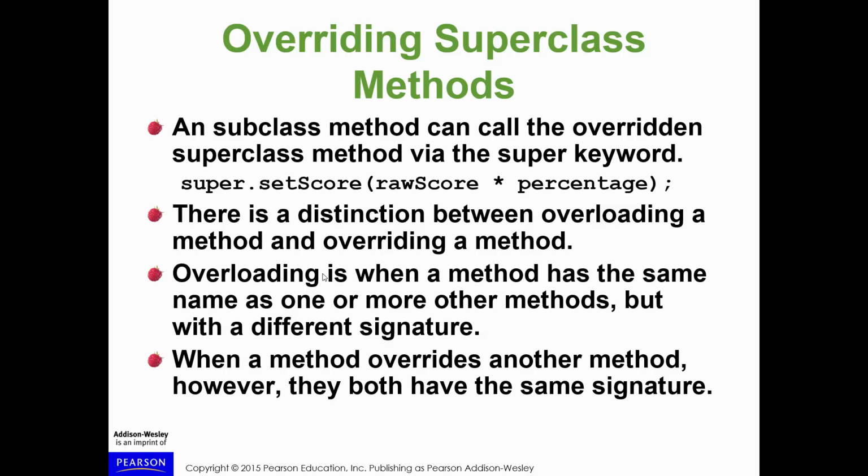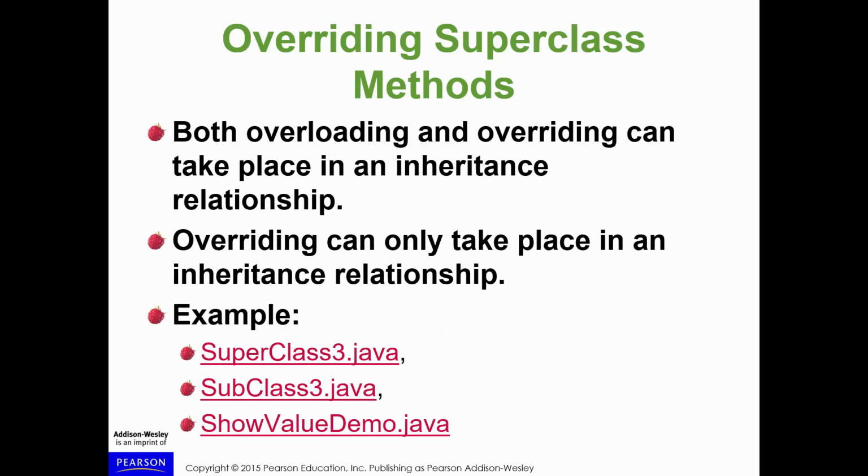When you overload, the method has the same name, but it must have a different signature. When you override, it must have the same signature. So, overloading, different signature. Overriding, same signature. And again, the only way this will make sense is to start writing some programs that have this type of information in them. Otherwise, it's really not going to make a whole lot of sense until you start doing it.